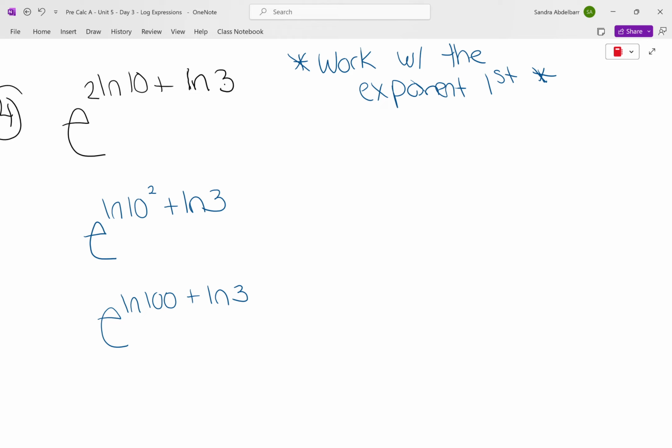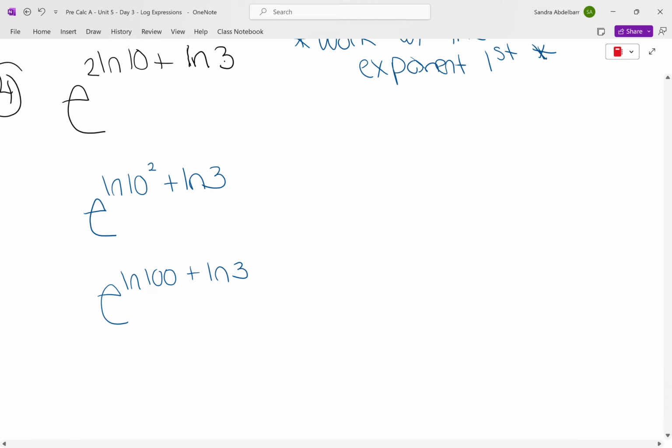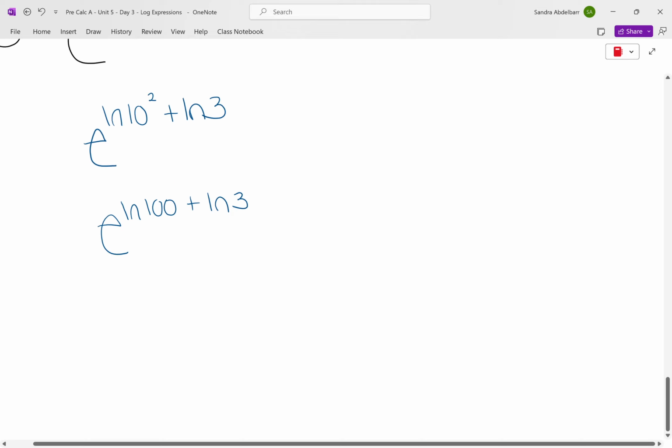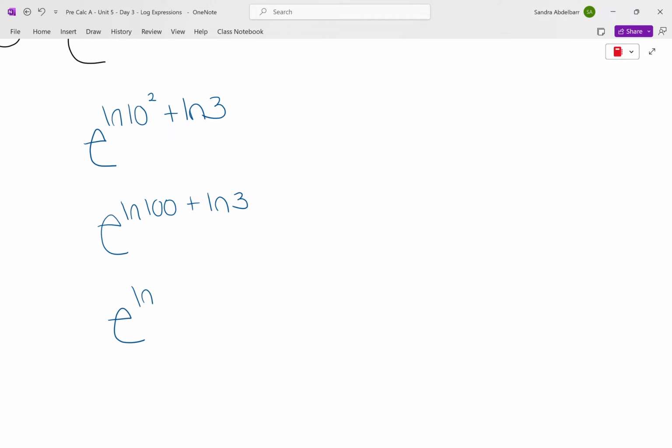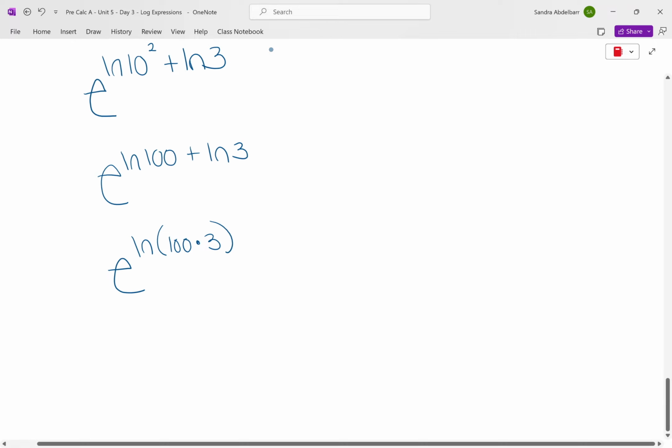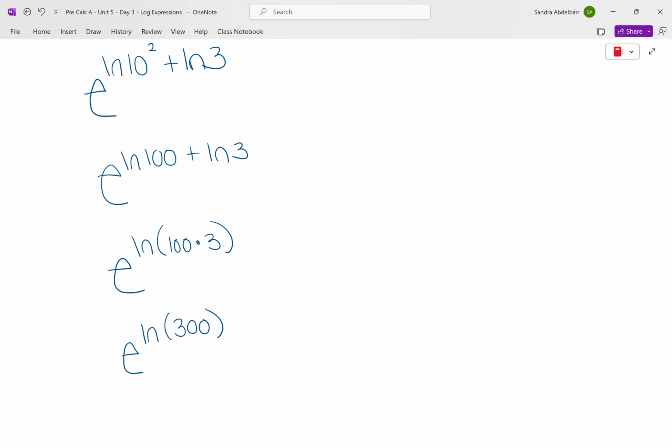Now what am I going to do with the ln of 100 plus the ln of 3 since I'm trying to condense it? Like ln 100 times 3. You got it. We can now change that log addition into multiplication. So this is going to be e to the ln of 100 times 3. And what's 100 times 3? 300. So this is e to the ln of 300.